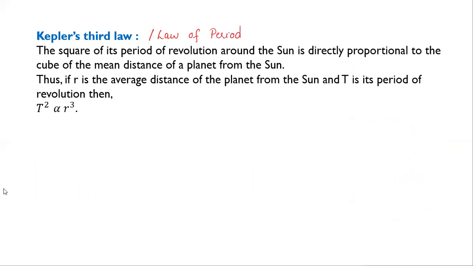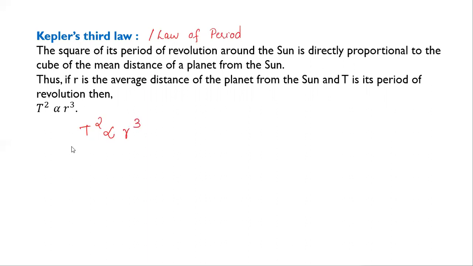The time taken by the planet is called a period. Square of period of revolution: if T is the period of revolution, then the square of the period, T square, is directly proportional to the cube of the mean distance. If R is the mean distance, then the cube of mean distance means R cube.